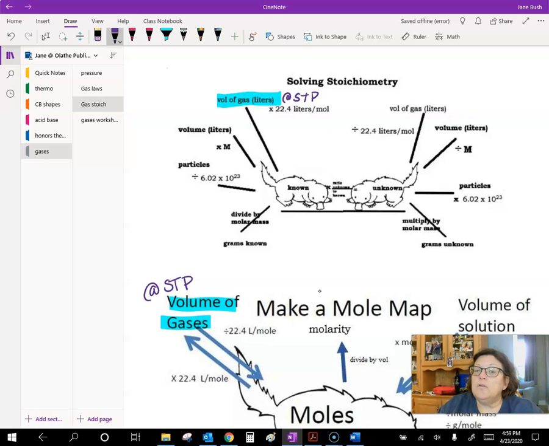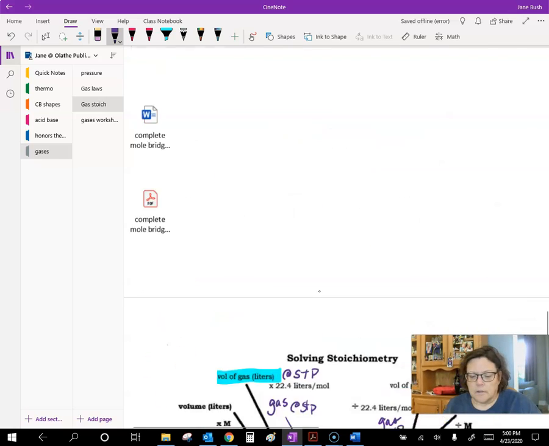You might think you need to use the whole PV equals nRT, and I'll show you why you don't, because everything cancels itself out. If you are going from a gas to a gas at STP, you don't even have to convert it if you're going back to a gas. And I'll show you that as well. All right.